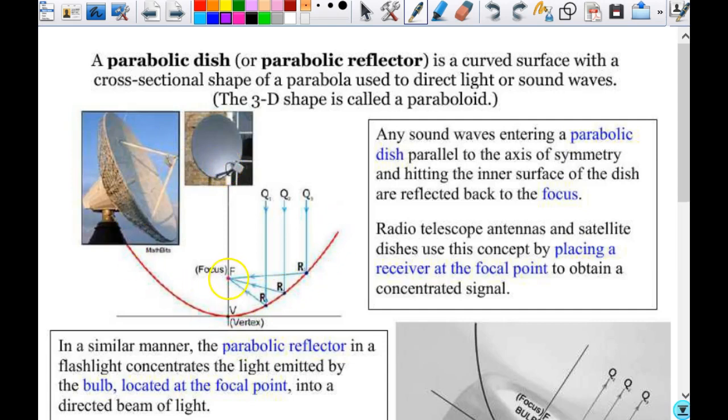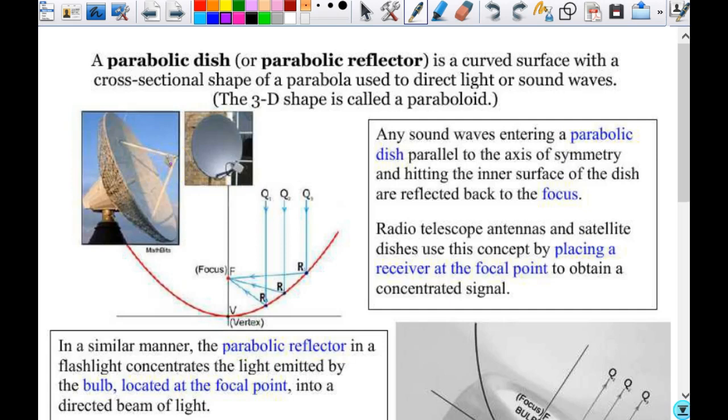Here's the focus. It can work two different ways. These sound waves or waves of whatever are coming in when they hit the parabola. They're going to bounce back when they come in perpendicular like that. They bounce back and all hit the focus. So this right here is put at the focus. That literally focuses everything there to that point. Does that make sense to you?